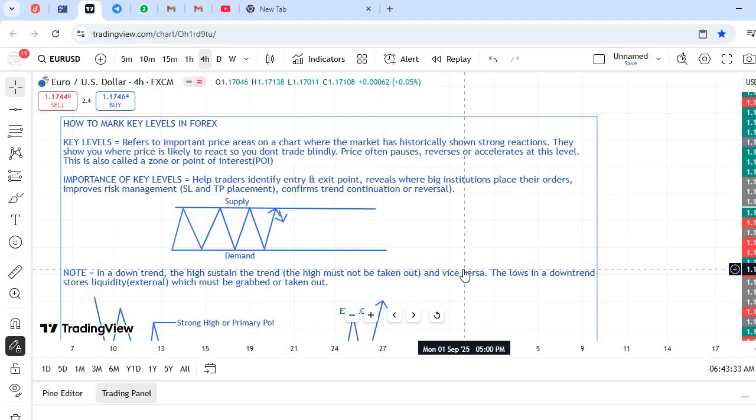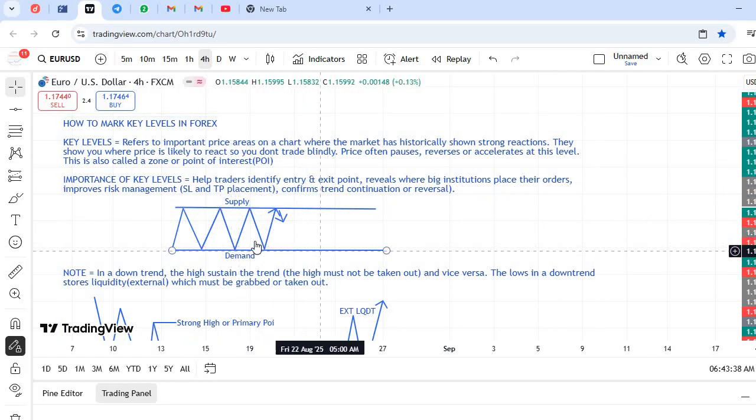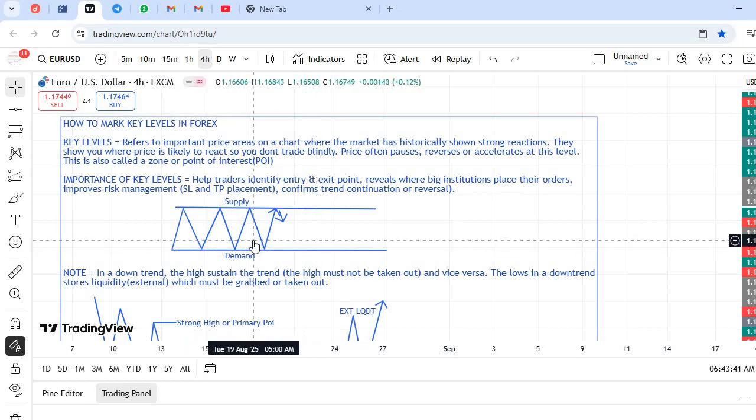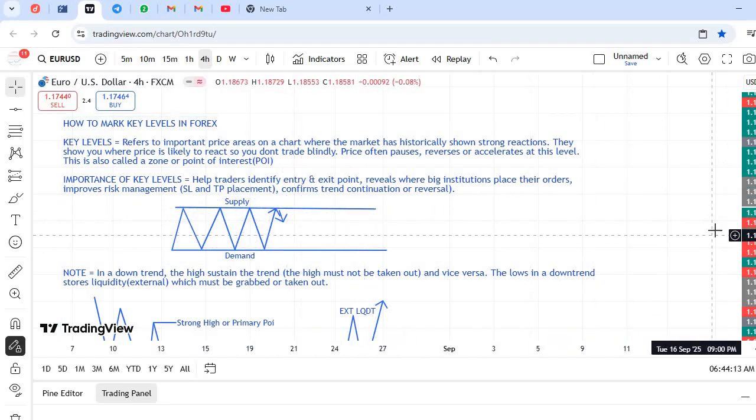Number two is that it helps to review where big institutions place their orders. So these levels are levels where big institutions place their orders. You know, there are bigger market players: central banks, commercial banks, hedge funds. These are people that trade in bigger volume than retail traders. They trade with thousands, millions, billions of dollars. So their trade alone moves the market. And there are places where these people have placed their orders already. So the key levels help you to identify those places.